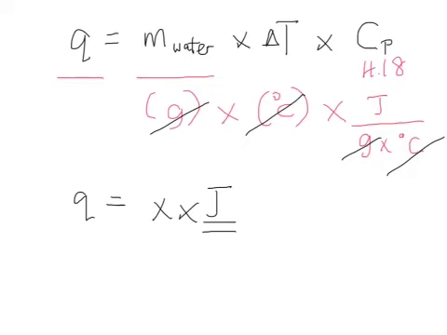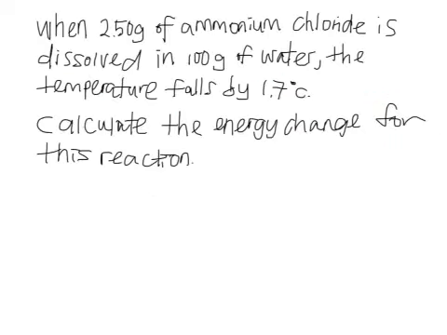Let's try on another question. When 2.5 grams of ammonium chloride is dissolved in 100 grams of water, the temperature falls by 1.7 degrees Celsius. You are expected to calculate the energy change for this reaction.